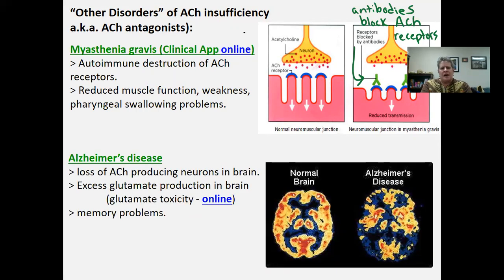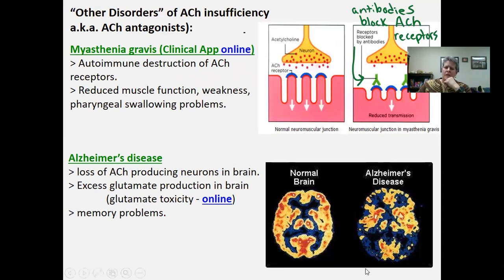Alzheimer's. What's happening here, unlike myasthenia gravis where the cholinergic receptors are being destroyed, with Alzheimer's you're losing acetylcholine-producing neurons in the brain, and once they're gone, you're not going to grow new ones. It's also more recently been found to do with too much glutamate. Glutamate is always stimulatory in the brain, but too much of it is a bad thing.